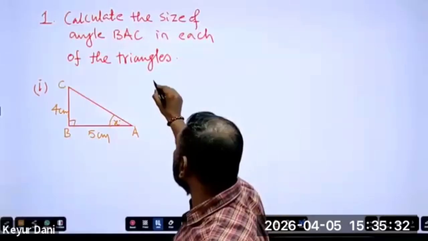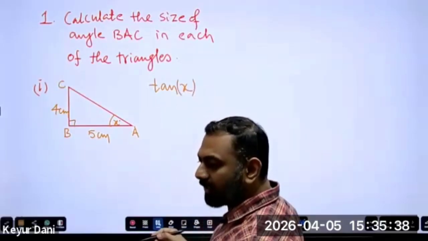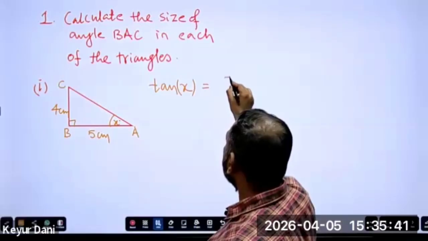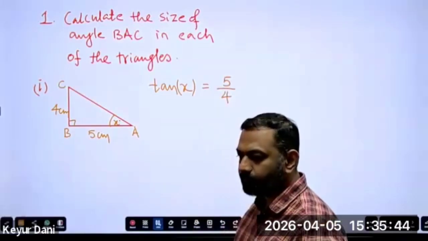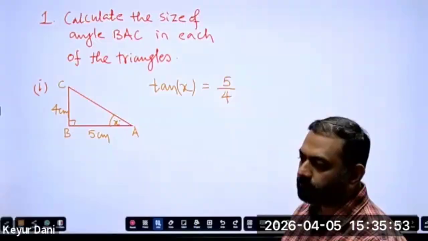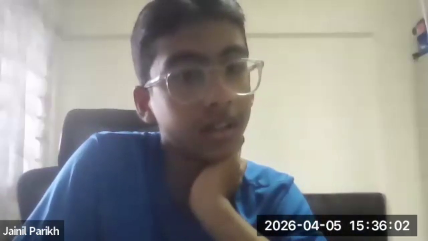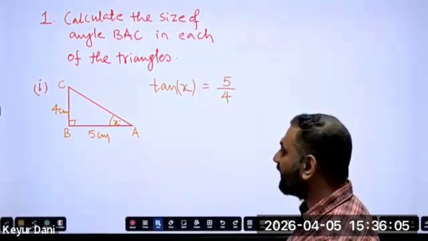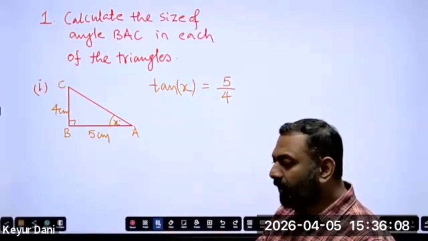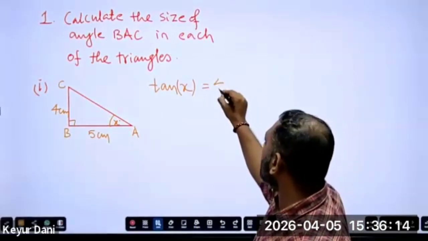So what we can write is tan x. X is the unknown that we are supposed to find. Tan x is equal to 5 upon 4. Can we do this? No, it is wrong. What is the mistake? Tell me. There is a mistake. Find it. It should be 4 upon 5. Correct. Very nice. It should be 4 upon 5 because it is opposite upon adjacent, right? So this should be 4 upon 5.